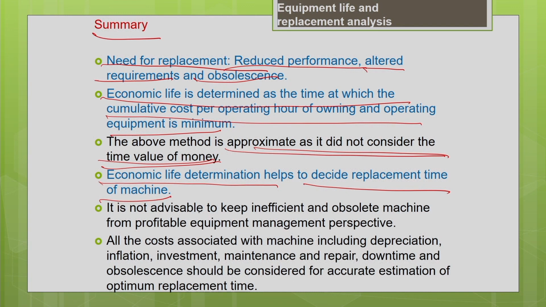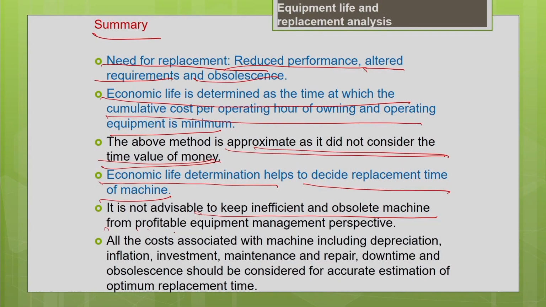It is not advisable to keep an inefficient and obsolete machine, even though your machine may be functioning at your project site. It is not totally broken down. Even though it is functioning, it is not advisable to just continue with the usage of the old machine. From a profitable equipment management perspective, we should not cling on to the old machine when its productivity is less. We should look for the optimum replacement time and replace it with a newer model available in the market with better productivity.